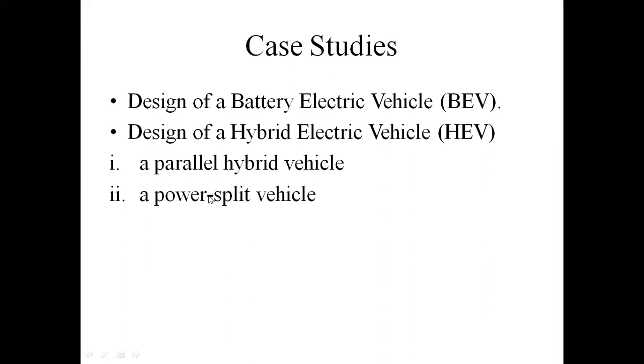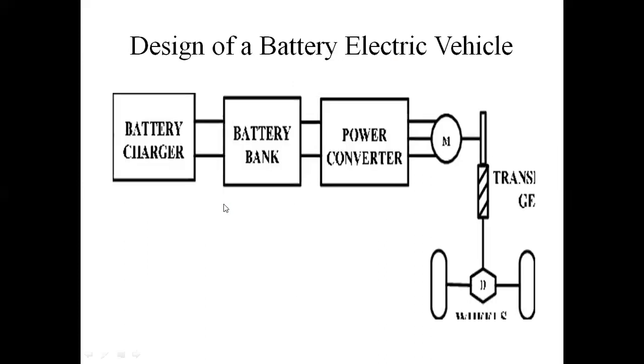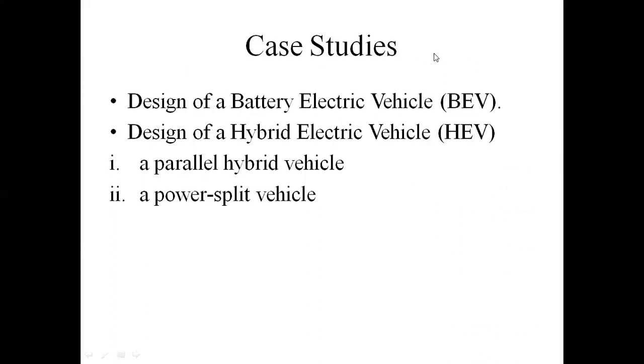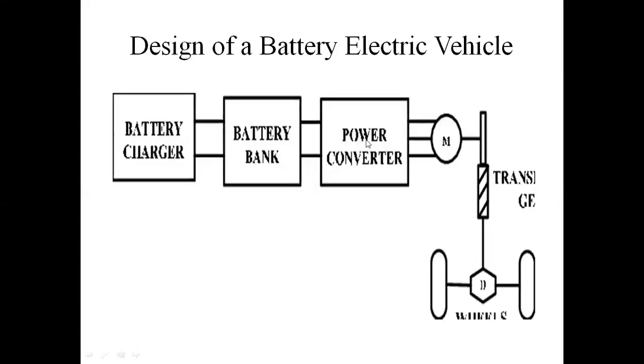So the first one is the parallel hybrid vehicle, and the second is the power split hybrid vehicle. This is the battery electric vehicle diagram. In this diagram, this is the battery charger, and this is the battery bank. The battery is charged through this battery charger. The battery bank is connected to the power converter input, and the power converter output is connected to the motor.